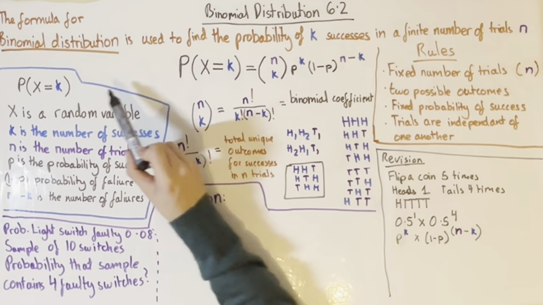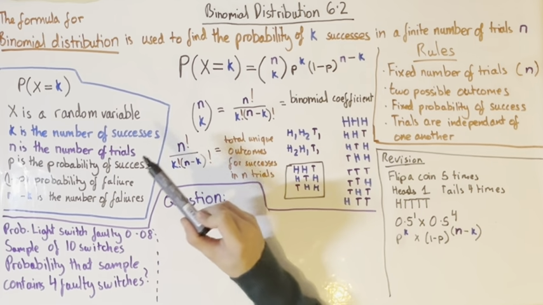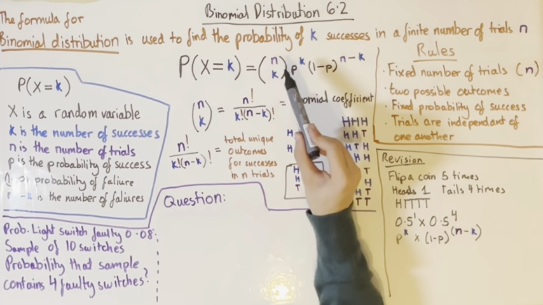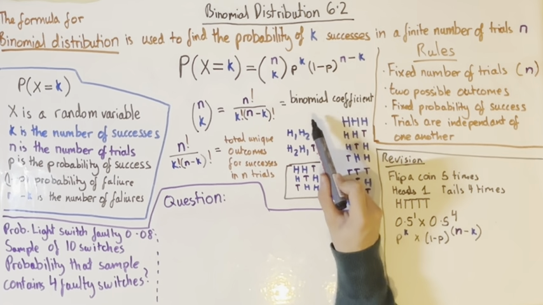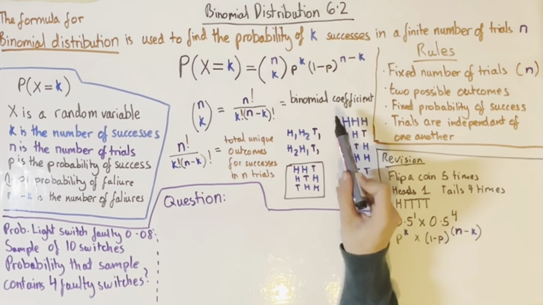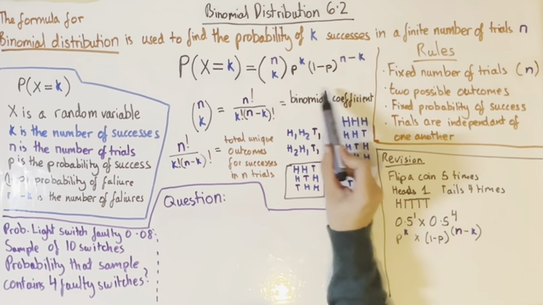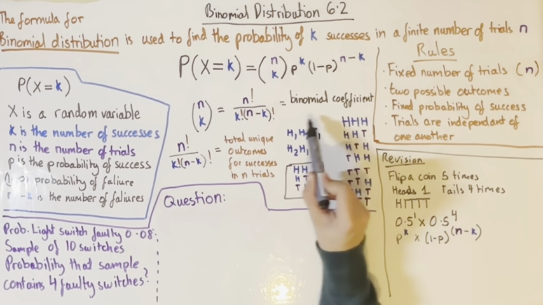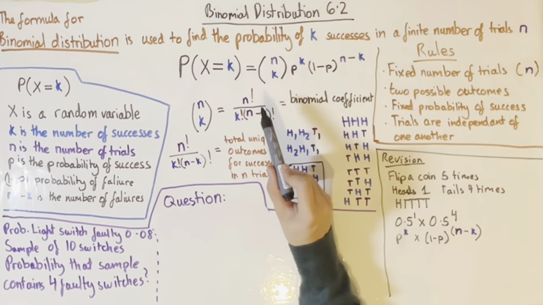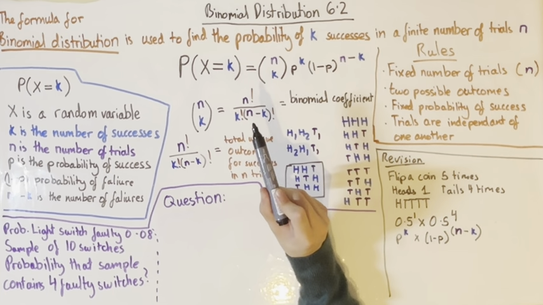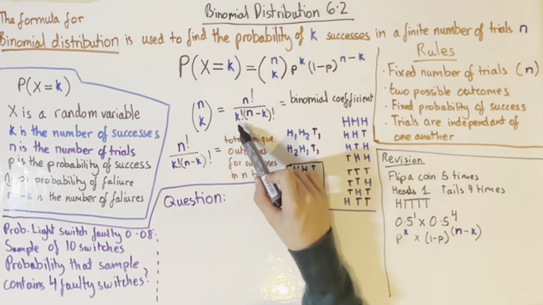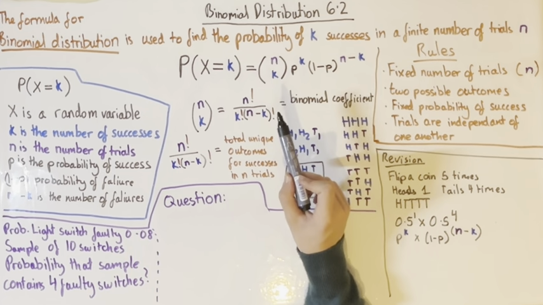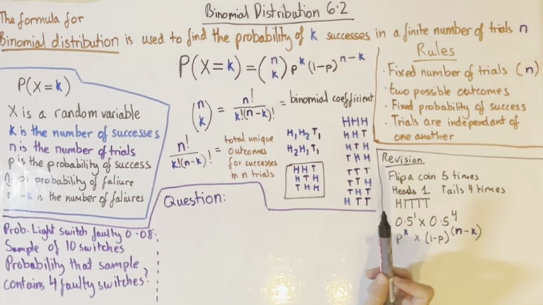Okay, so now that we've gone over what all these terms mean, let's go into the first part, which is n choose k. This is actually covered in another part of the A-level syllabus in pure maths, and is known as the binomial coefficient. So we have n factorial over k factorial times n minus k factorial. So what does this all mean?